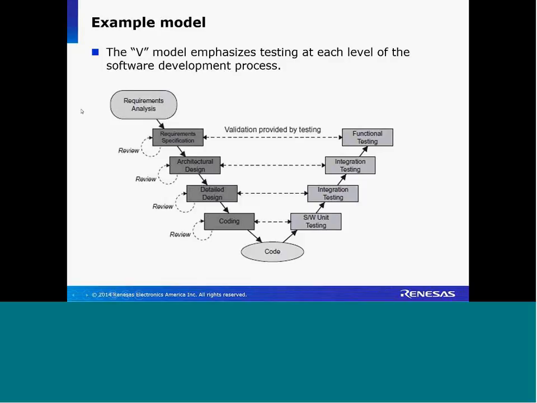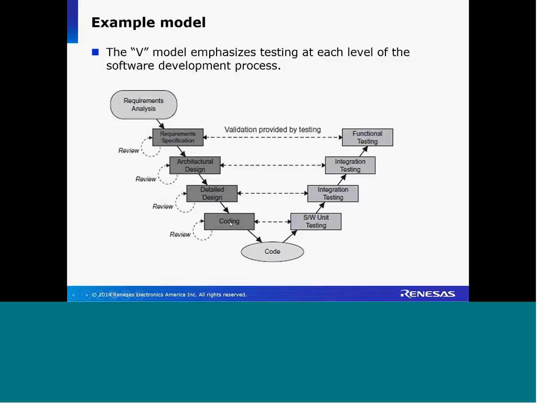Once the specifications are done, then we'll identify your software architecture. In other words, how are you going to organize large blocks of functionality? Then you do detail design. By the way, architectural design is more of a high-level design. Detail design would be things like flow charts or pseudocode, in other words, how the individual functions might work. And then the bottom is coding.